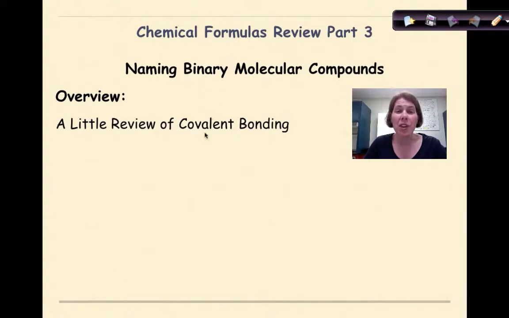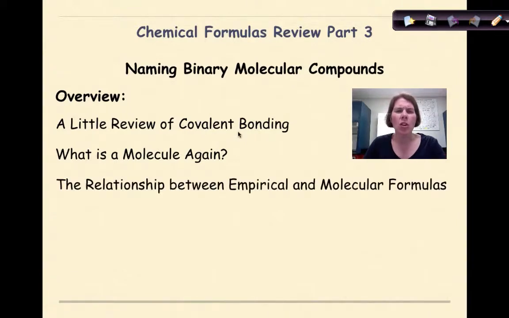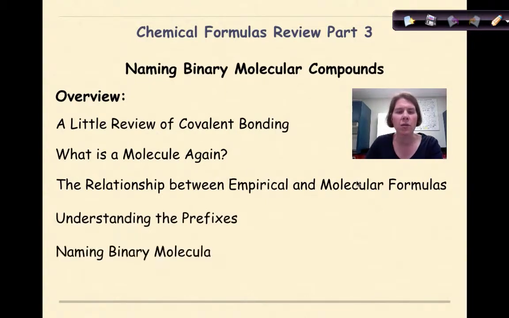So I'm going to provide you with a little review of covalent bonding. We're going to look at what a molecule is one more time. We're going to look at the relationship between an empirical and a molecular formula. We're going to understand the prefixes that we're going to use to name these binary molecular compounds. And finally, at the very end, we'll go through the process of how to name a binary molecular compound and then do a bunch of examples.